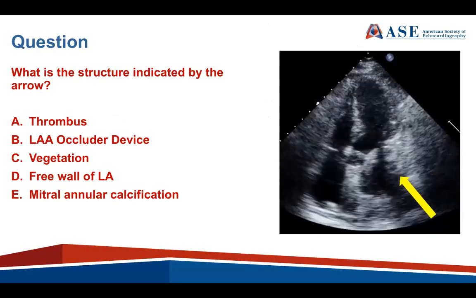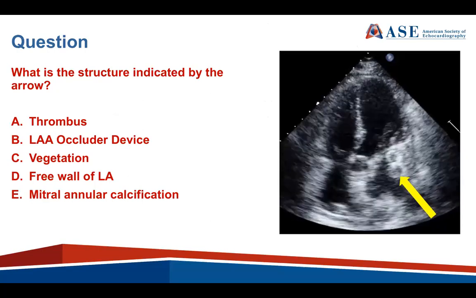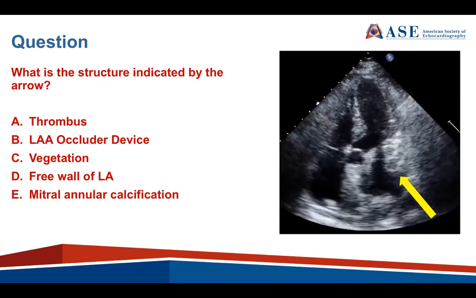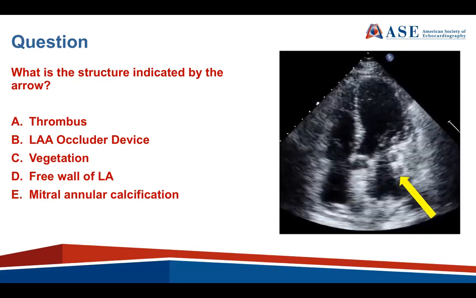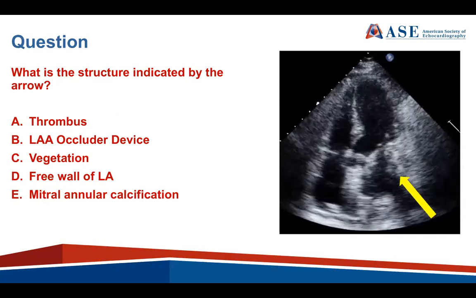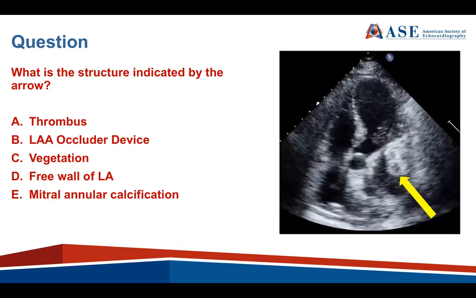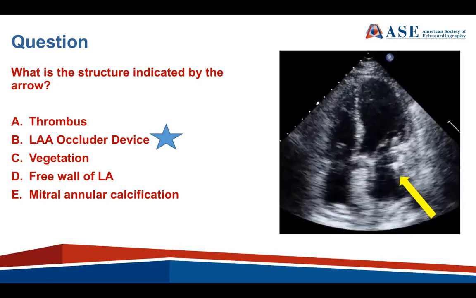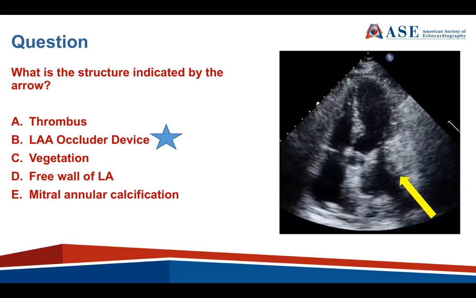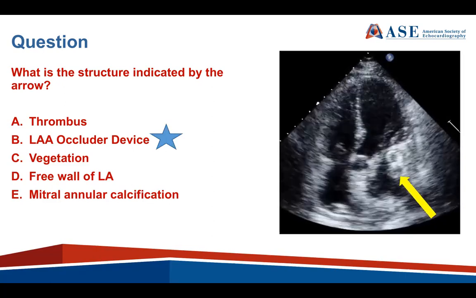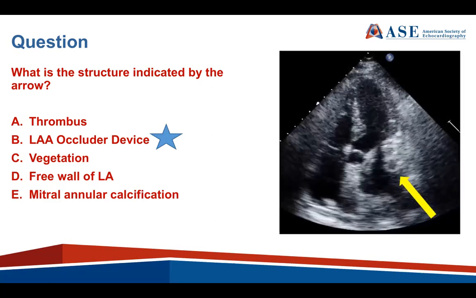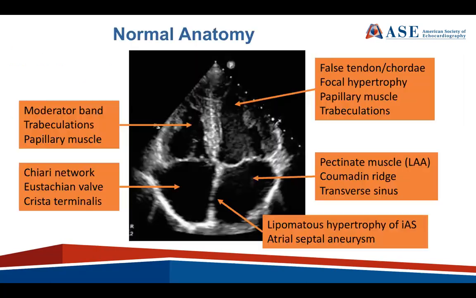Let's start with the question. So what is the structure indicated by the arrow? Since this is all virtual and you can come back and look at the lectures at your own speed, we won't necessarily leave many pauses in between questions here. The answer, of course, is a left atrial appendage occluder device. And we'll talk more about this going forward, but you can see something that looks like it's a man-made figure 8 structure here, which in this case is a left atrial appendage occluder device.